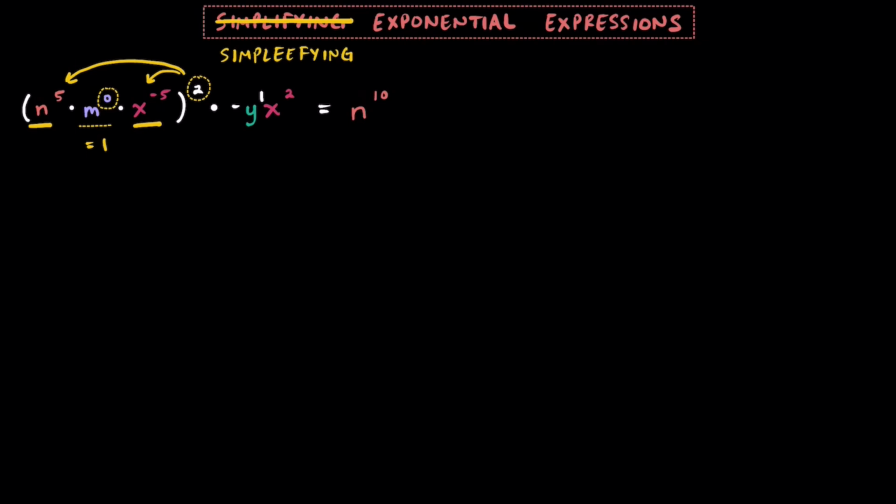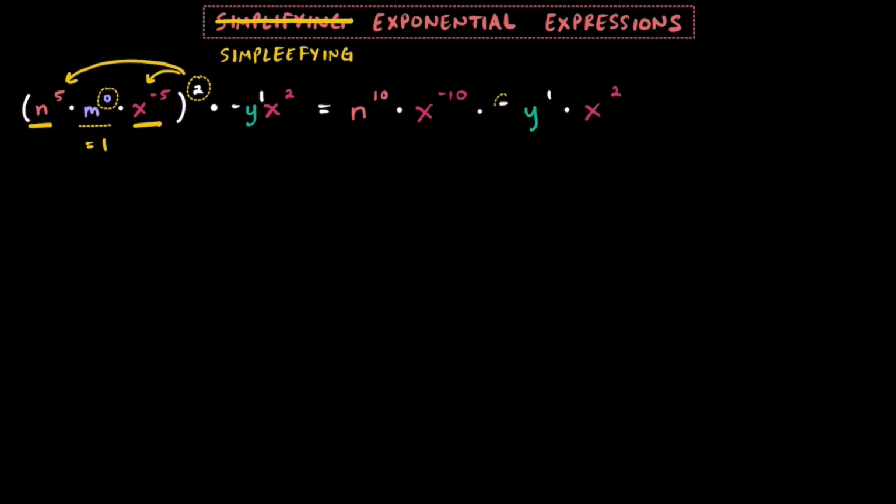And the next part, again, we're skipping that m to the 0th power. This x to the negative 5th power raised to the 2nd power, negative 5 times this positive 2 is going to be negative 10. So we're going to be multiplying this by x to the negative 10th power, just like this. Okay. Following that, I'm just going to go ahead and rewrite the rest of this expression. So we just have this negative y raised to the 1st power, and we're also multiplying this by this x to the positive 2nd power.